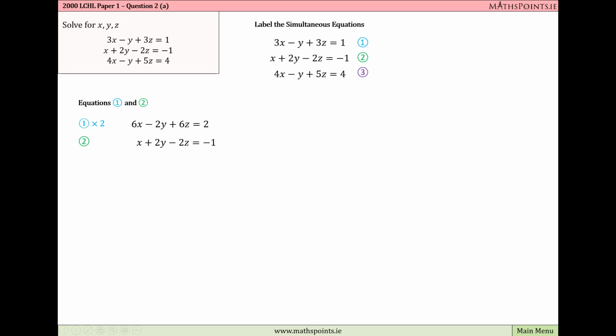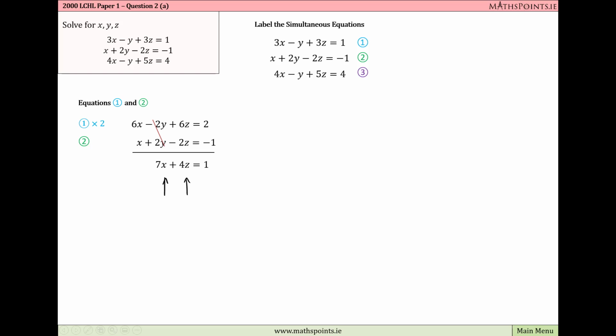So I'm going to sum the 2 lines. I draw a line underneath. I cancel the 2 y's. And then 6x plus x is 7x. 6z minus 2z is 4z. And then 2 minus 1 is 1. And we can't solve this equation yet. We have 2 variables. And so I can't find x and z yet.